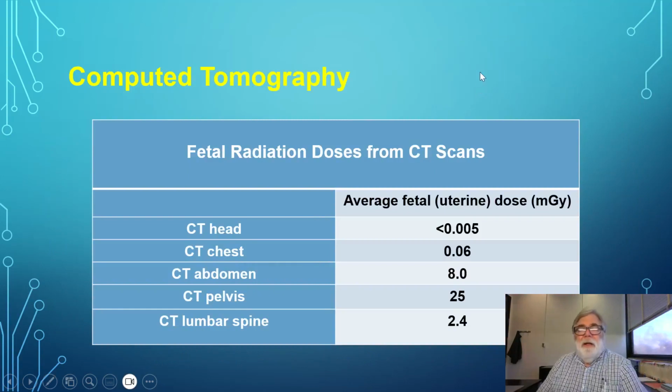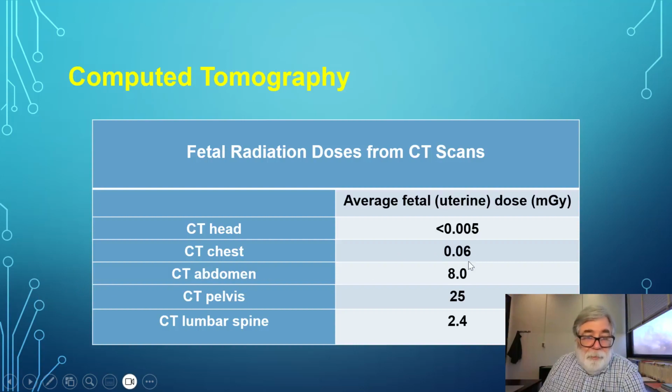Here are some typical doses that have been published in the ANSI standard for a CT scan of the head. The uterine dose is less than 5 microgray, very low dose. It's a great distance away, so that subtraction is leading to almost zero. For chest, it's 60 microgray, so about 6 millirads to the fetus.